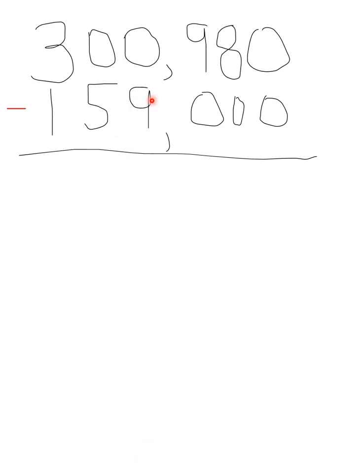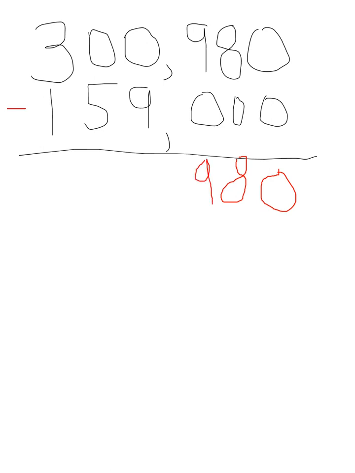I see lots and lots of zeros. I know I can't take 9 from 0 or 5 from 0, so I know I'm going to be regrouping here. So let's look at this. It says 0 minus 0 is 0. 8 minus 0 is 8. Okay, 9 minus 0 is 9.